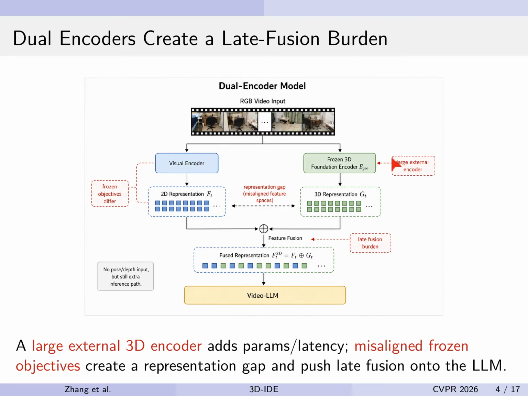Dual encoders create a late fusion burden because they require a large external 3D encoder and introduce a representation gap from misaligned, frozen objectives. This pushes the fusion task onto the LM, increasing inference path complexity, without using explicit pose or depth at test time.